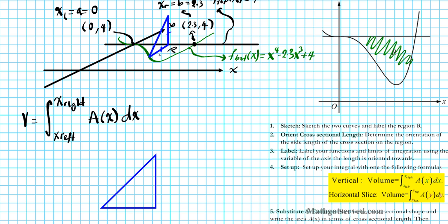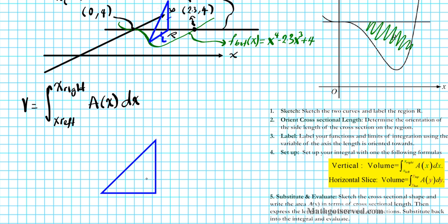So that's the side length, the cross-sectional length. If that is L, that means this is the 90-degree portion right here. This is the bottom, so that's L. What's the area of this isosceles right triangle in terms of L? You have to be really careful. It has to be in terms of the length, whose length is the cross section.